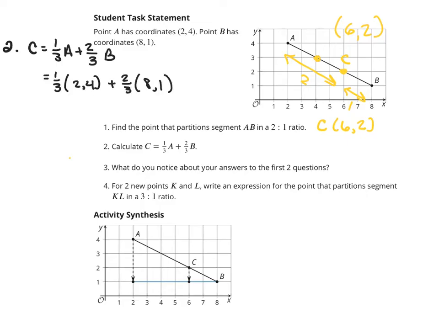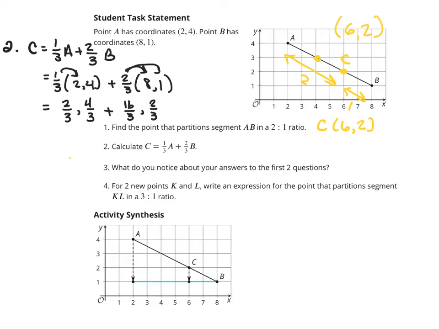If I replace A with the ordered pair for A and B with the ordered pair for B, I'm just going to do a little distribution to that ordered pair, which is really strange, but it's okay. I distribute the 1/3 to the 2, so 1/3 times 2 is 2/3, and 1/3 times 4 is 4/3. And I add that to 2/3 times 8, so 2 times 8 is 16, and 2/3 times 1 is 2/3.